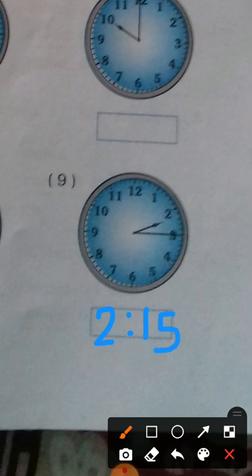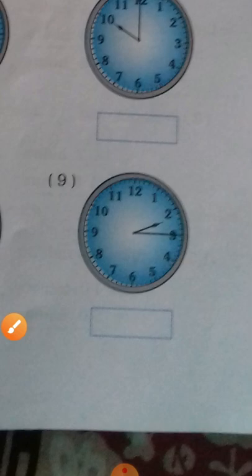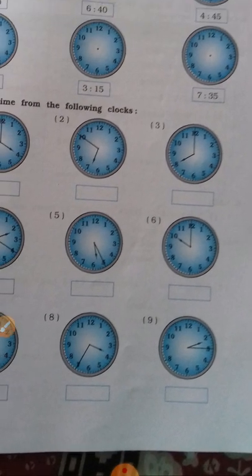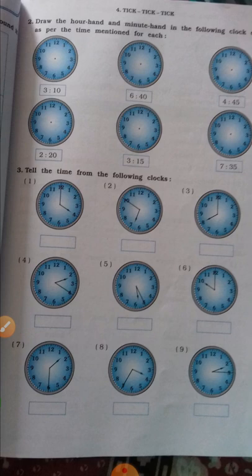Okay. So dear students, on page number 48, 3 clocks are given to you. You have to see them and write the time in the boxes. So today we have seen question number 1, 2 and 3. All students, write these 3 questions in your workbook.